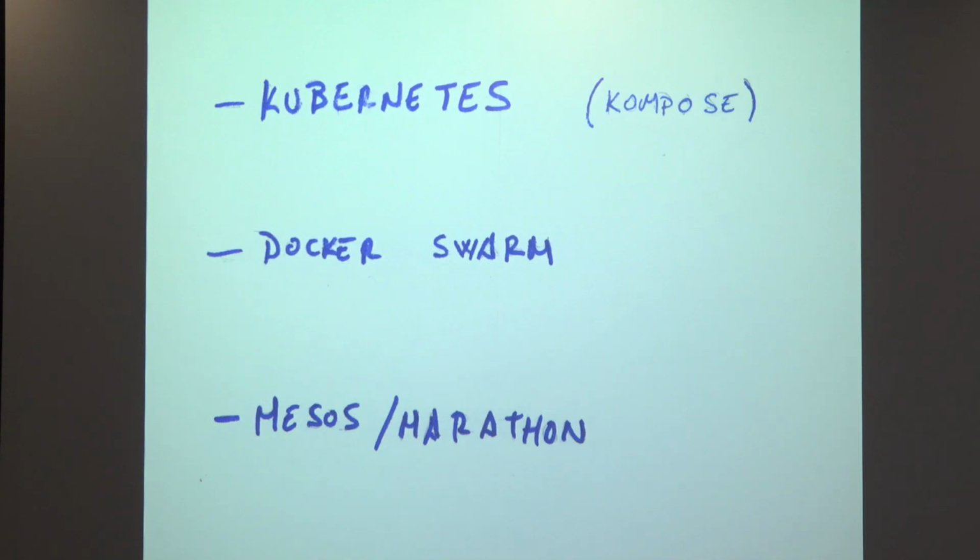Now Docker has announced that they are going to support Kubernetes natively. I don't know exactly how they're going to do that, but it looks like maybe Docker Compose is going to work. Docker Swarm is the alternative that Docker itself is pushing for, and it is basically using the same Docker Compose file with a couple of changes, but everything is supported. Mesos Marathon is another alternative. I don't have that much experience with Mesos Marathon.